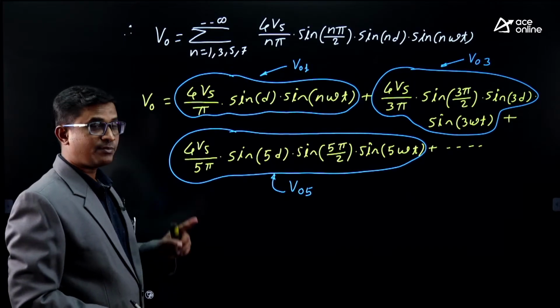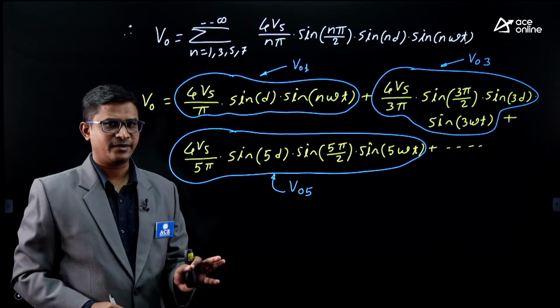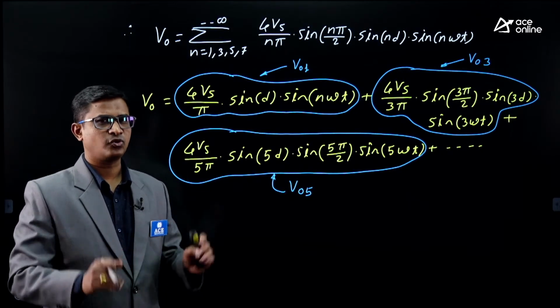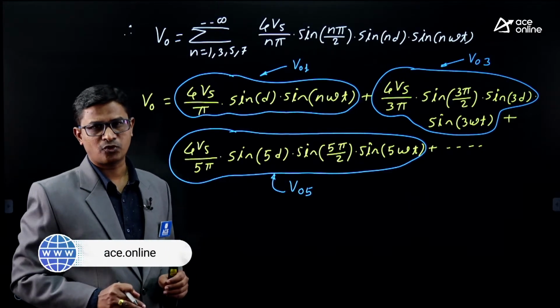Sometimes they ask the question: in a single pulse width modulation technique, the pulse width is so and so, what is the RMS value of the fundamental component of output voltage?